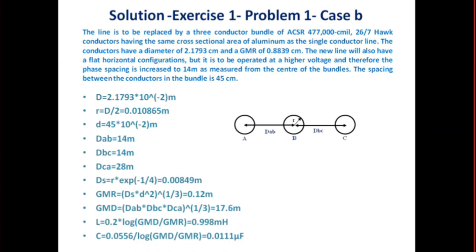Next, similarly the capacitance. The equation is 0.0556 divided by log of GMD divided by GMR, which gives 0.0111. While calculating, you should not use log, you have to use ln. So the equation for inductance is 0.2 into ln of GMD divided by GMR. Similarly, for capacitance, 0.0556 divided by ln of GMD divided by GMR. So here we have solved problem 1 case B.